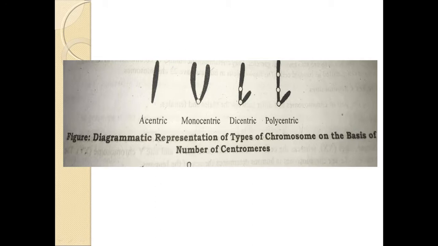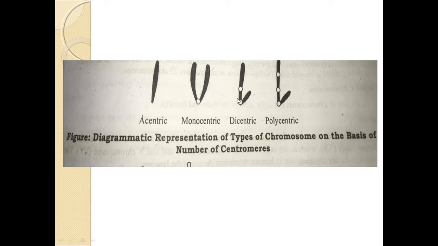So chromosomes without a centromere, we call it as acentric chromosome. Next we have monocentric chromosome: chromosome with one centromere, we call it as monocentric chromosome. Only one centromere you can see.